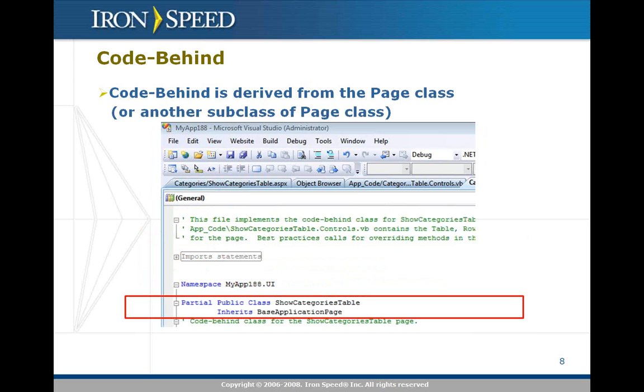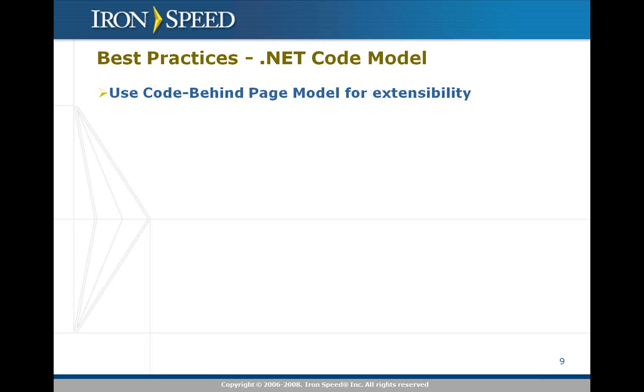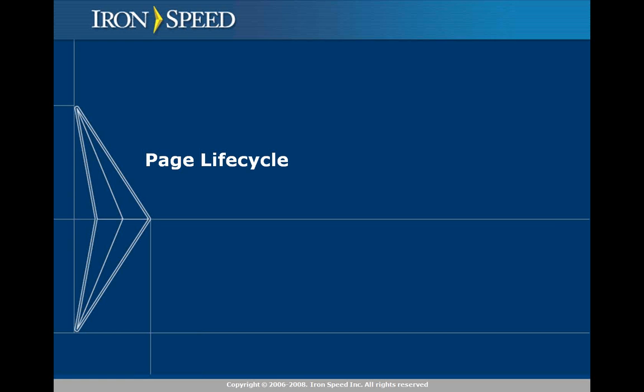It could be another subclass of the page class, like for example, in this example, there is a base application page, which is an intermediate class between the show categories table page and the page class from the .NET library. Okay, so what is the best practice here? In our recommendation, we suggest that you use the code behind page model for extensibility, that you do not use the single file model. Let's now go through the page lifecycle.